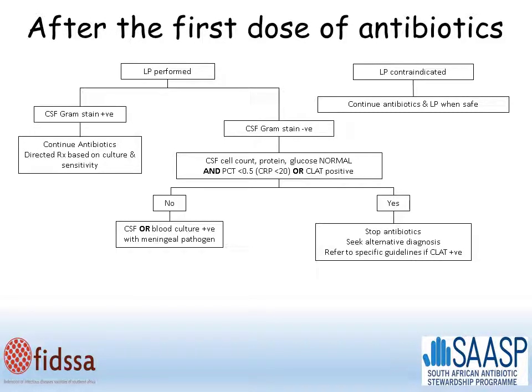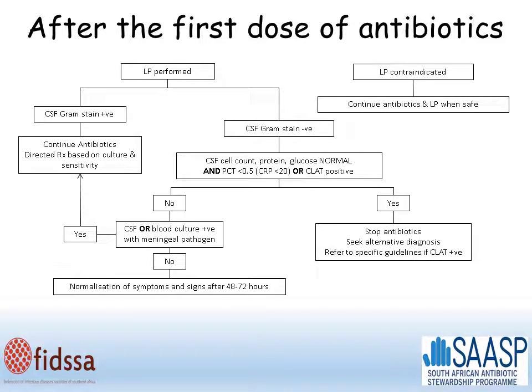If these parameters are abnormal, you must continue the antibiotics while waiting for the results of cultures. If the CSF or the blood is positive with a typical meningeal pathogen, such as Streptococcus pneumoniae or Neisseria meningitidis, then the diagnosis of bacterial meningitis is confirmed, and you should continue antibiotics and give directed therapy based on these results. Things become more difficult when these cultures are not positive. So that's to say, patients who've had an abnormal lumbar puncture, but a negative culture from both blood and CSF.